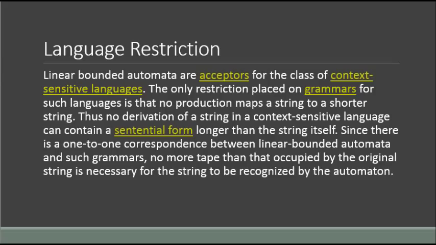Linear bounded automata are acceptors for the class of context-sensitive languages. The only restriction placed on grammars for such languages is that no production maps a string to a shorter string. Thus, no derivation of a string in a context-sensitive language can contain a sentential form longer than the string itself. Since there is a one-to-one correspondence between linear bounded automata and such grammars, no more tape than that occupied by the original string is necessary for the string to be recognized by the automaton.